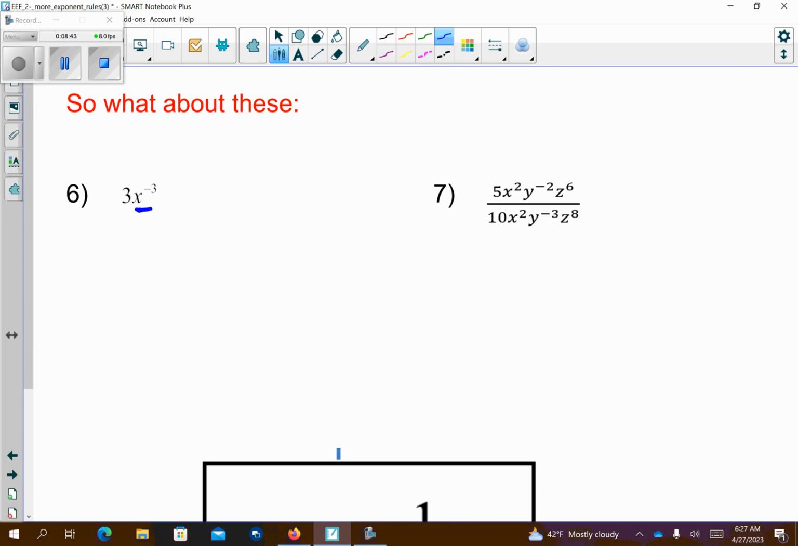So the only thing that has a negative exponent is the x to the third. So the 3 stays on top, the x to the third moves to the bottom.